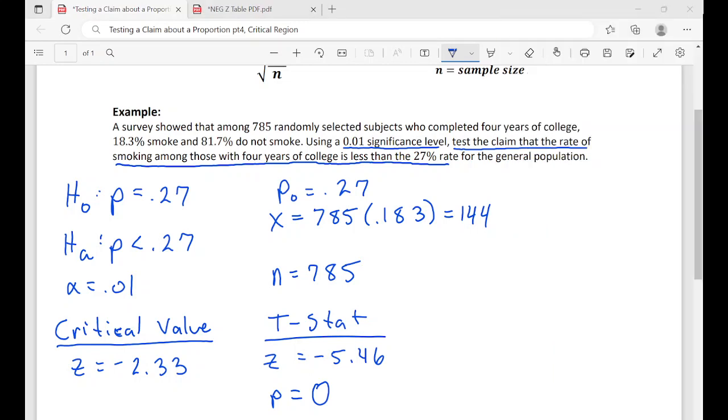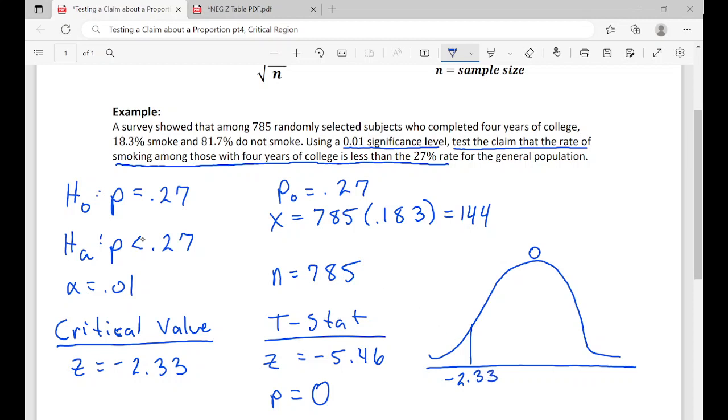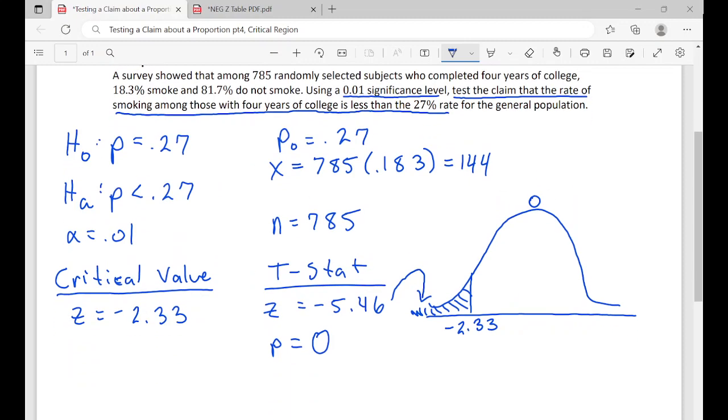So now that we have everything we need, we're going to see whether we're going to reject or fail to reject. So, get our little picture going, and 0's in the middle as always. And our critical value is -2.33, which is going to be somewhere here, I'll say. -2.33. And we need it shaded to the left because it is less than. So, like so. Now our test stat is -5.46, and that is definitely going to be somewhere in the rejection region over here, easily. Since it's in the rejection region, we reject the null hypothesis.